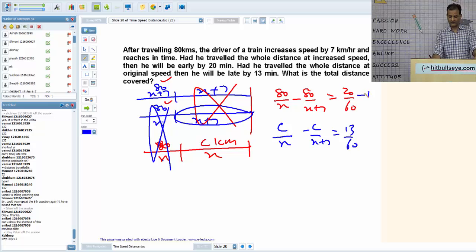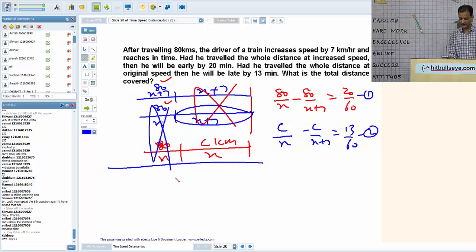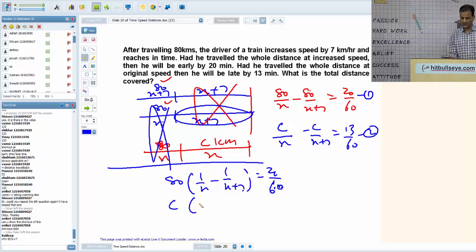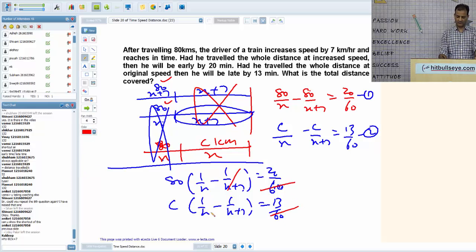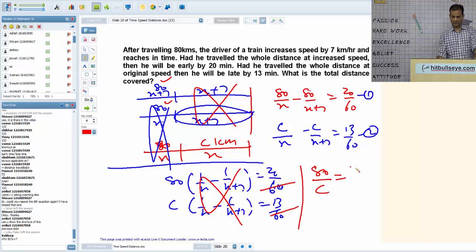So this is the first equation, this is the second equation. Take 80 as common. 80 in bracket 1 upon x minus 1 upon x plus 7 is equal to 20 by 60. In the second equation, take c common. 1 upon x minus 1 upon x plus 7 is equal to 13 by 60. Divide these both equations, friends. The 60 will be cancelled. So we are remaining with the distance traveled, like a formula. 80 upon c is equal to 20 upon 13.